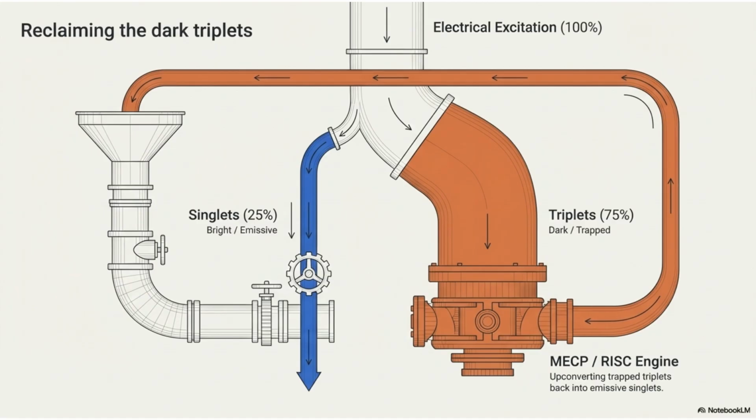In TADF emitters, the MECP acts as an engine to reclaim dark triplets. Electrical excitation generates 25% bright singlets and 75% dark triplets. The MECP engine upconverts these trapped triplets back into emissive singlets.